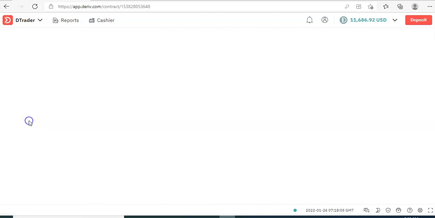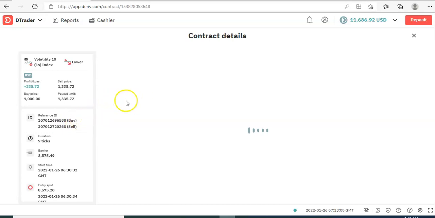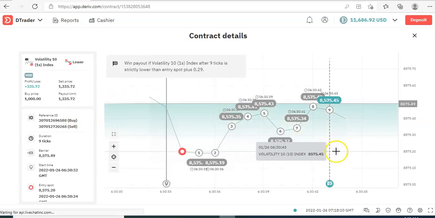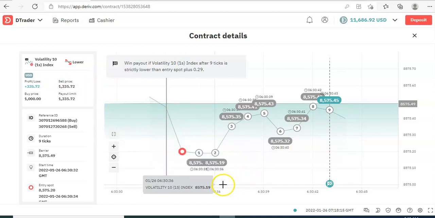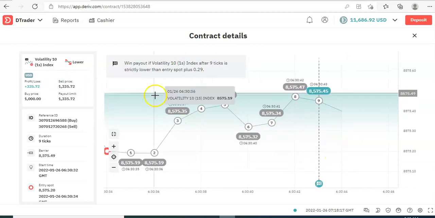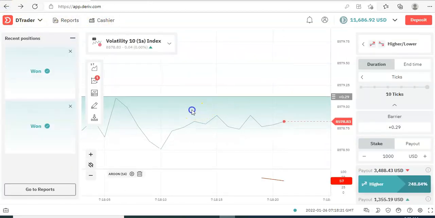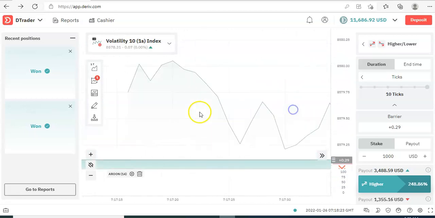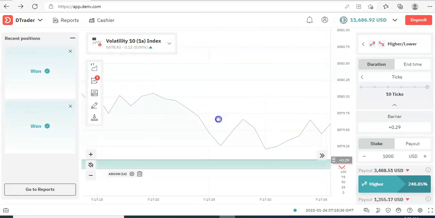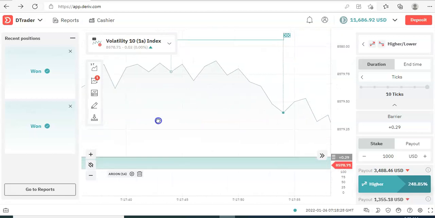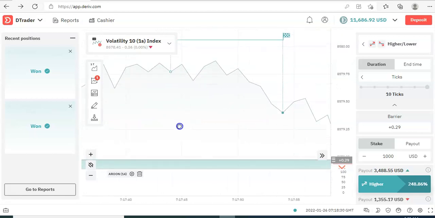So let me see if I can open this trade. Which one was it? Okay, this was the trade, and I'm actually in profit. Let me see if I can go back to my actual trade and then zoom back. Okay, I wish I could freeze this because the market is moving. As you can see on the screen right there, my entry point was that, and it was lower. So that's basically how you use the higher and the lower options.